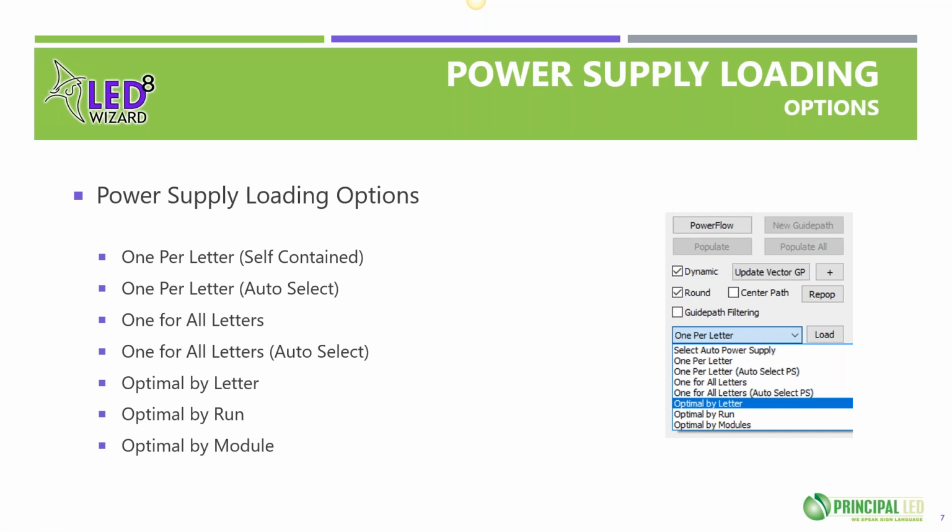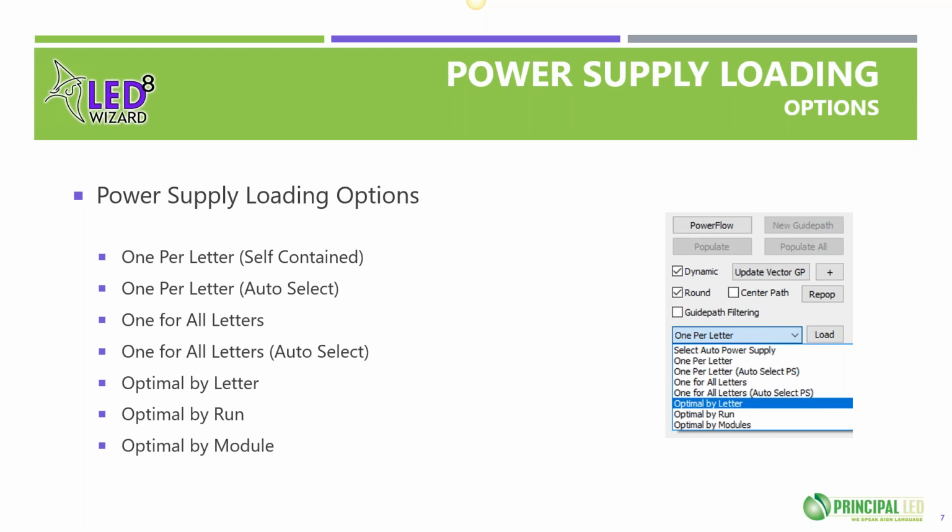One per letter auto select of the power supply. So the original one per letter, the first option, will use the same driver across all the letters, which in a lot of cases is fine. In some cases, if your object or your letter set varies a lot, then you might be better to use auto select power supply. I have an example that I'll show you where maybe one letter is a 60 watt, one letter is a 120 watt, and one letter is a 40 watt. So that's auto select. It'll pick the appropriate driver based on the wattage of that letter.